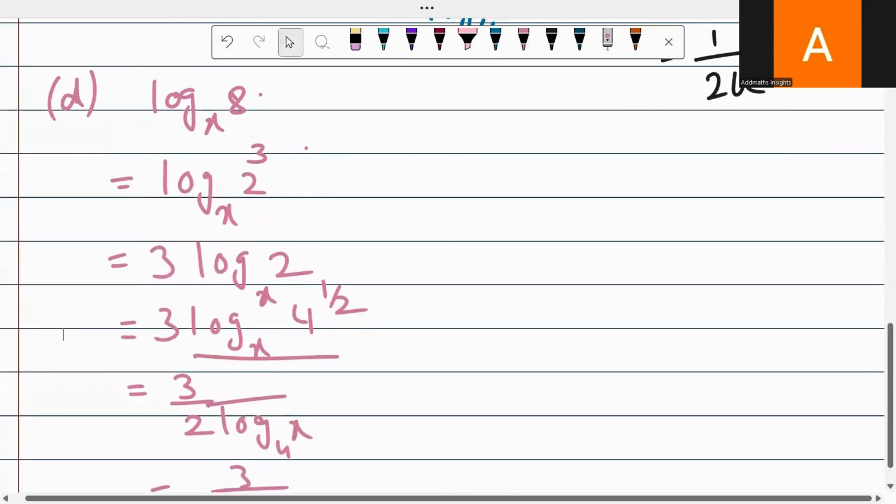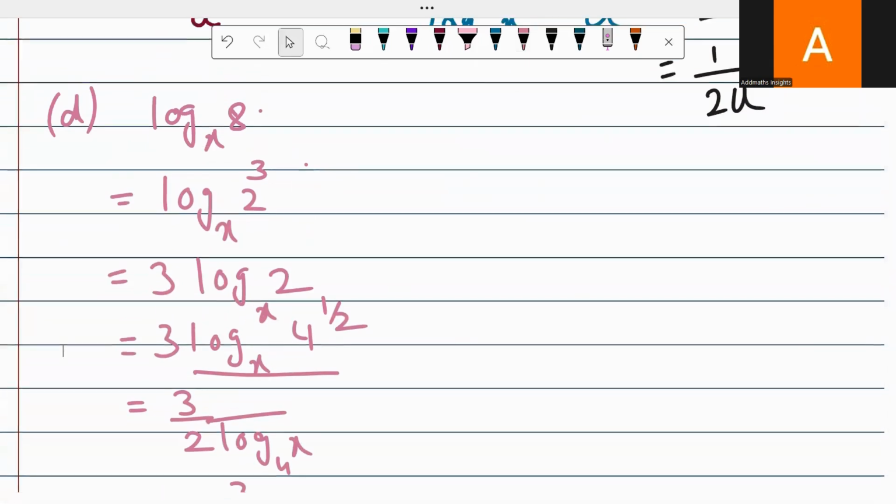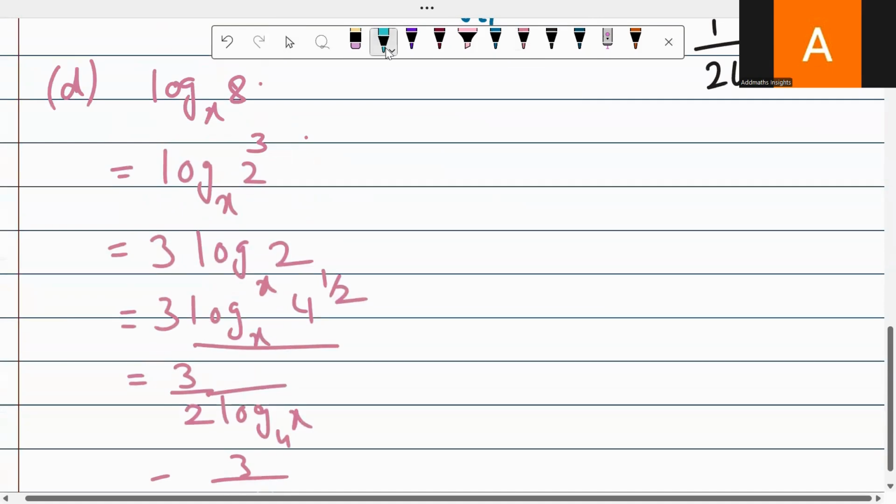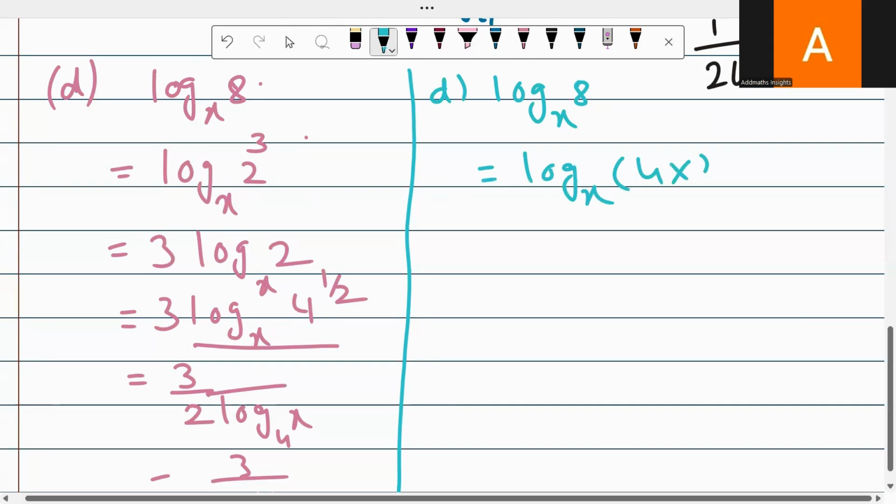So let me show you that way also. For example, same question. B part is log x 8. So here you can write 4 times 2, right?